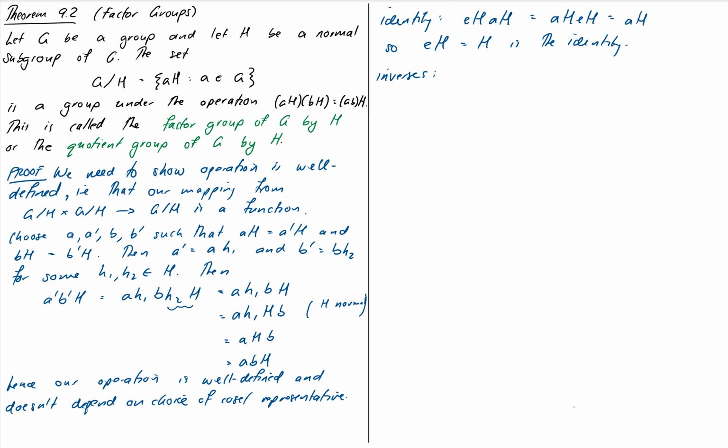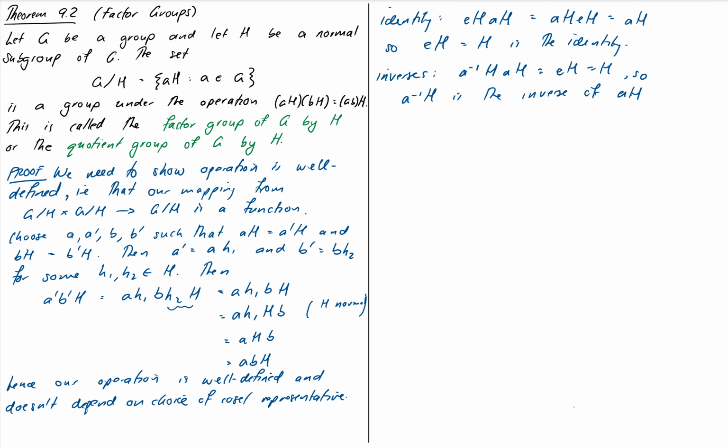Inverses. Again, I'm going to do this a little bit informally. A inverse H times AH. Remember again, our operation to combine cosets is just to multiply the representatives. That just equals EH equals H. So A inverse H is the inverse of AH. Okay, it's all working very nicely.